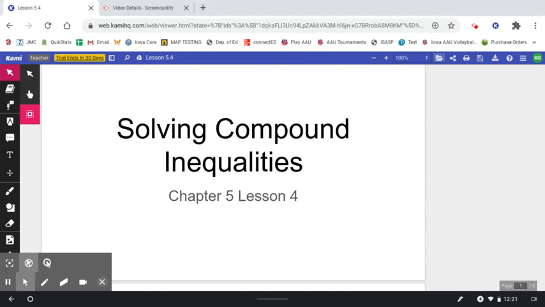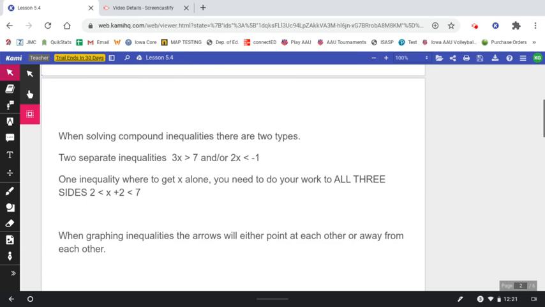Okay, Chapter 5, Lesson 4, Solving Compound Inequalities. When solving compound inequalities, there are two types. The first type is where you have two separate inequalities with the word and or the word or in between them, and they get graphed on the same number line.